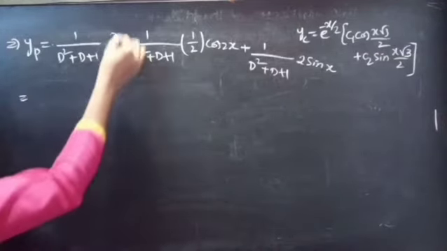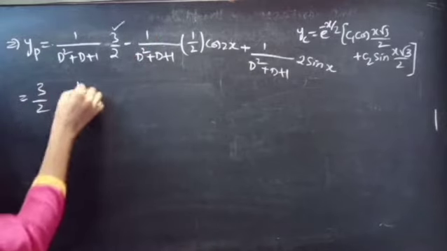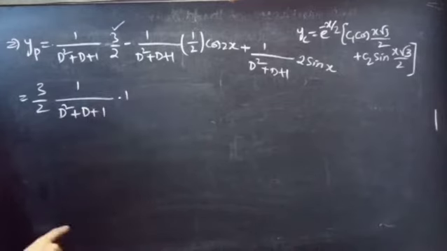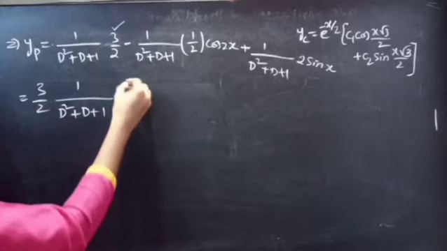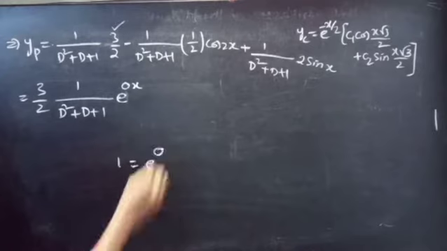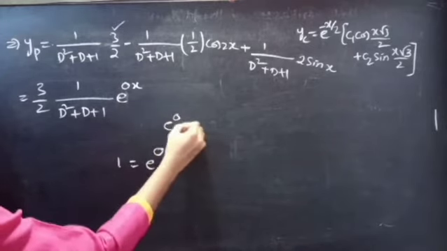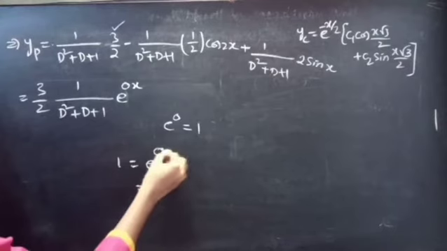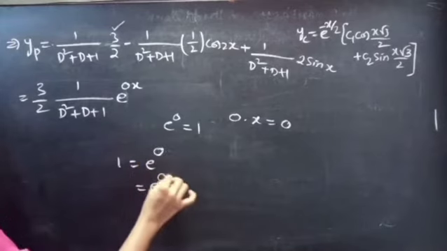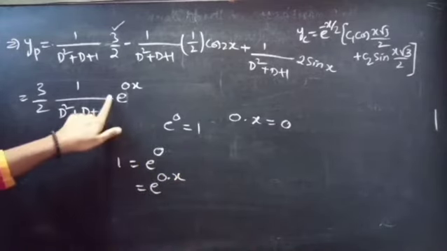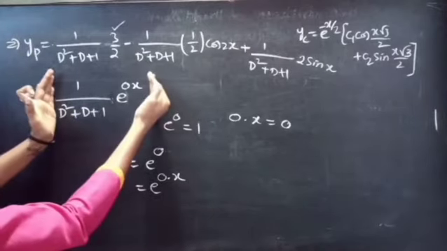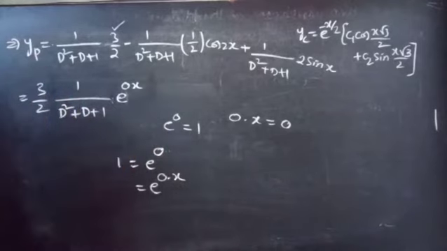So now we can write the first term as constant into 1 by d squared plus d plus 1 into 1 here, right? We can write 1 as e power 0 into x, since e power 0 equals 1, and 0 into anything, say x, is equal to 0, so we can replace 0 by 0 into x. So let's replace 1 by e power 0 into x for our convenience, because this will be of the form 1 by f of d into e power ax.